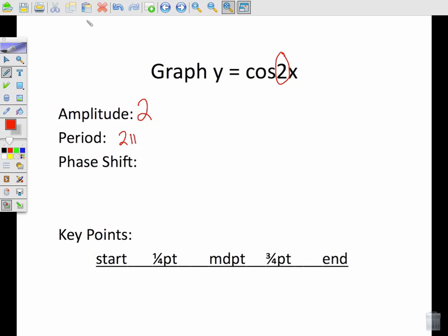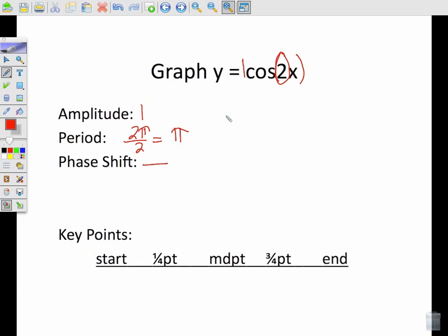Period length is still 2 pi. Excuse me, let's go back. That 2 is not in front of cosine. That 2 is in the middle here. My amplitude is 1. Period length, we go 2 pi divided by 2. So now my period length is pi units. And there's no phase shift here. In order for there to be a phase shift, you have to have bx plus or minus a c value. Here's my argument, right in here.